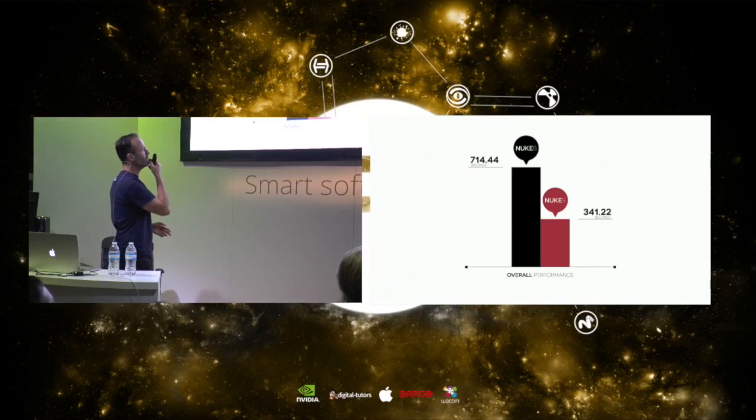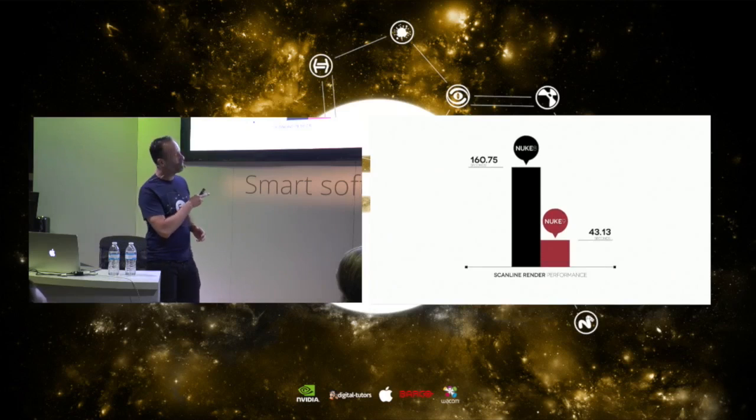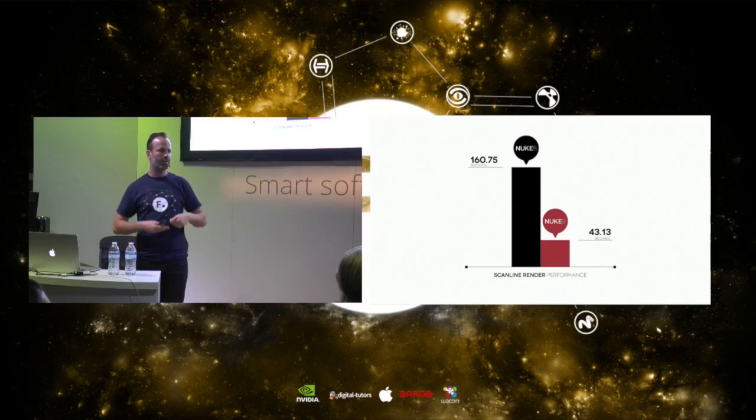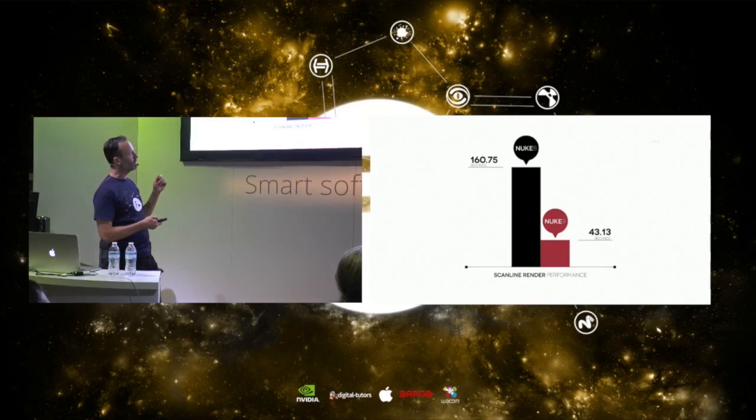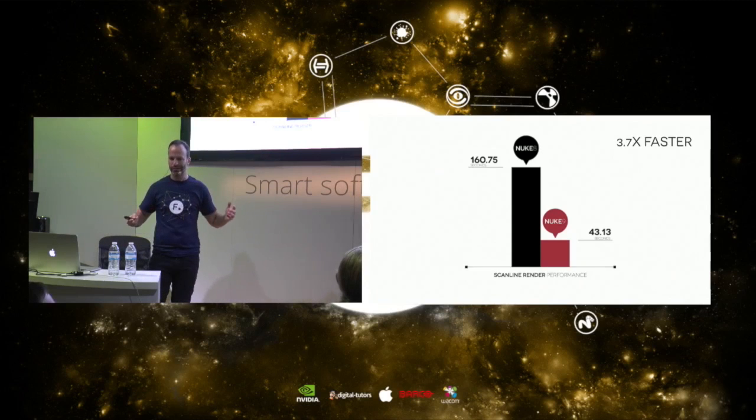So let's go look at the next one, which is scanline render performance. So this is what I was showing before, the map filtering. It's not just that. We did improvements to the multi-threading. We did improvements to the way it dissects geometry and so on. Our average improvement was 3.7 times faster on a range of 3D scenes, average, okay?